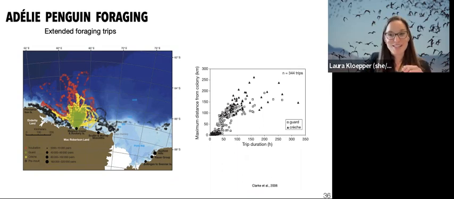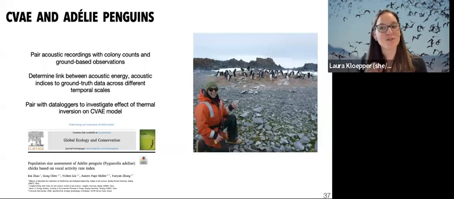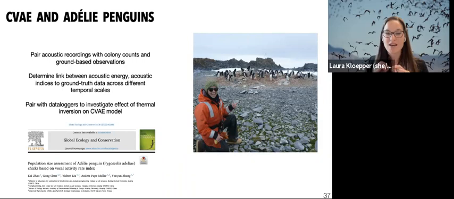So I mentioned that this is very much in the future, but the plan that we are going to begin in the next 2 weeks is pairing acoustic recordings with colony counts and ground-based observations so that we can determine the link of acoustic energy to the numbers of penguins, but also maybe exploring some ideas of some acoustic indices. And I'm saying maybe because I have a graduate position available in the fall to begin this. I don't know which graduate student will be joining, but this is going to be a graduate student's project to investigate this. So I don't have the set plan exactly for how that will go. But we're also going to be exploring some new avenues.